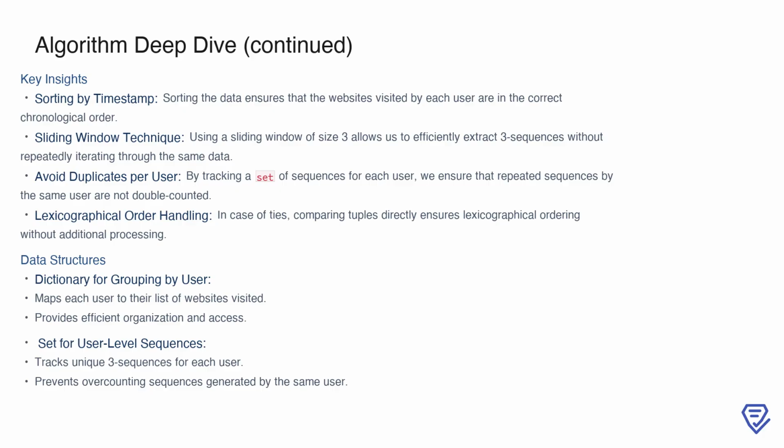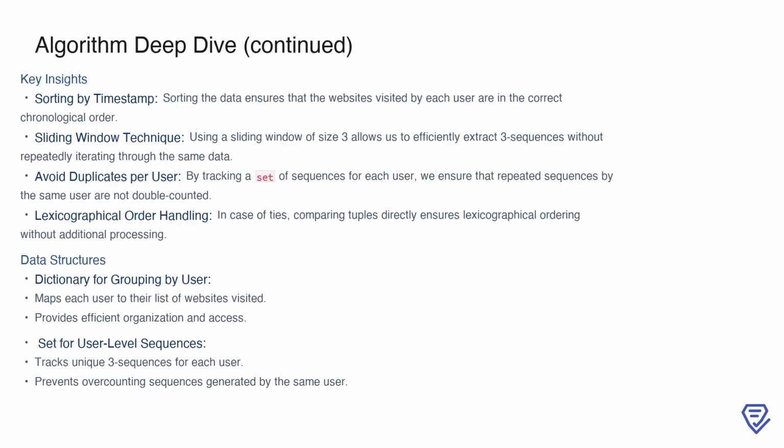A few key insights make this algorithm both efficient and accurate. First, sorting the data by timestamp ensures that the websites visited by each user are in the correct chronological order, which is critical for analyzing patterns. The sliding window technique is particularly useful here, as it allows us to extract 3-sequences efficiently without redundant computations. Additionally, tracking sequences with a set at the user level ensures that duplicate patterns from the same user are not overcounted, preserving the integrity of our frequency analysis.